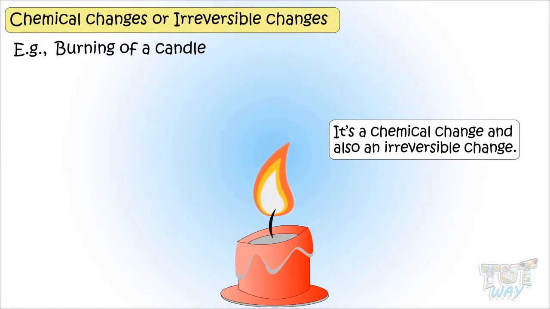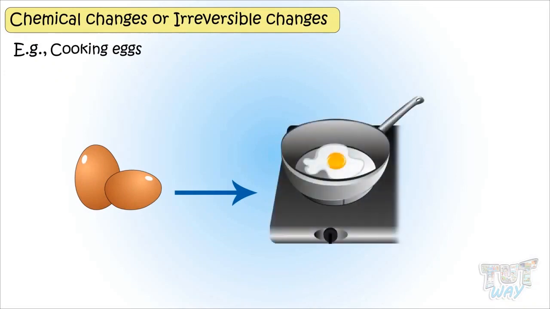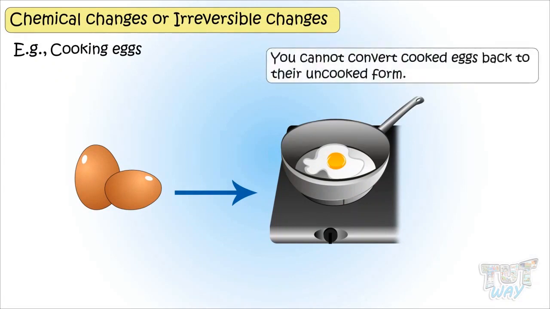Here is another example. Cooking eggs. When we cook eggs, new look of eggs appears. And this change cannot be reversed. That is, you cannot convert cooked eggs back to their uncooked form. So it's a chemical change or an irreversible change.